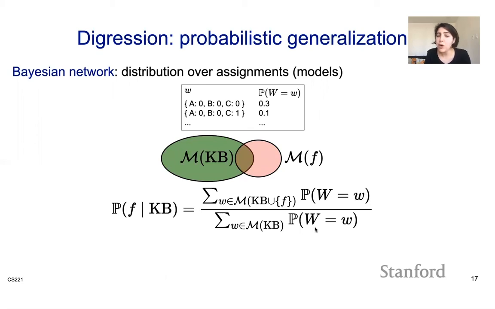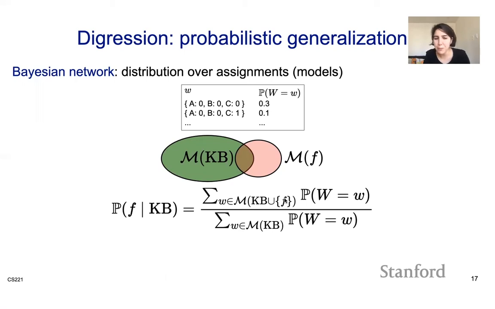Right, over the probability of all possible models in the knowledge base. So the W's are all possible models in my knowledge base. I'm going to sum over all those probabilities in the denominator. And in the numerator, I'm going to focus on models that are in the intersection of models of KB and models of F. That's why there's an intersection here.